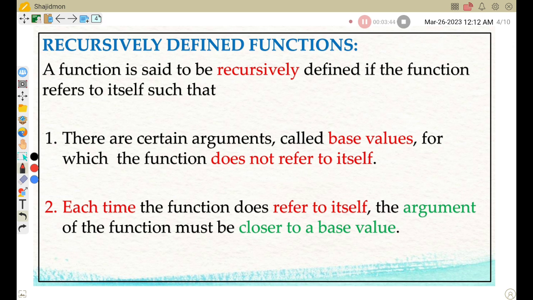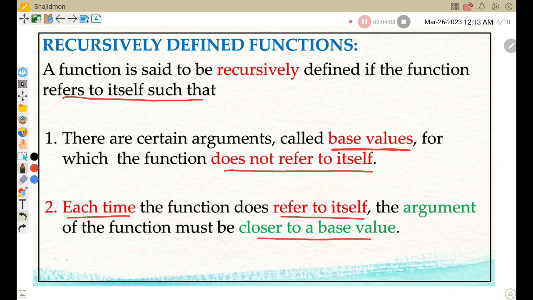Now, what is the meaning of a recursively defined function? Same as whatever I told here. A function is said to be recursively defined if it refers to itself such that there are certain arguments, called the base values, as I told you, for which the function does not refer to itself. Second, each time the function refers to itself, the argument of the function must be closer to the base value, correct? Whatever we discussed just before, the same idea here.